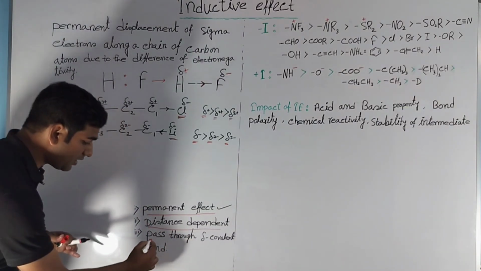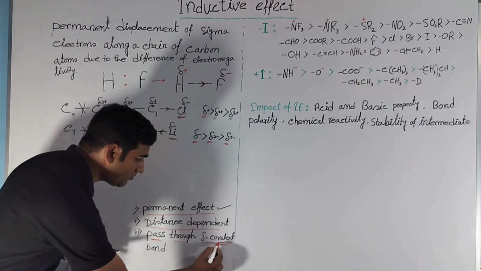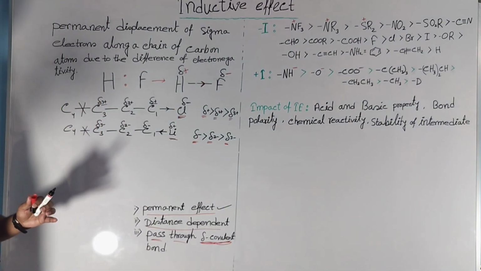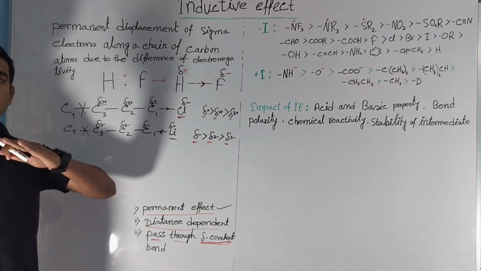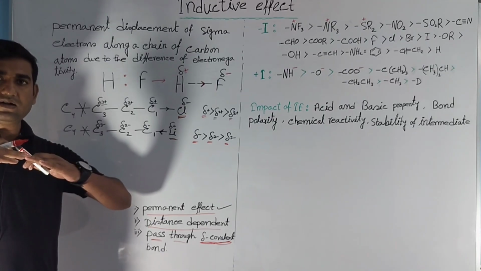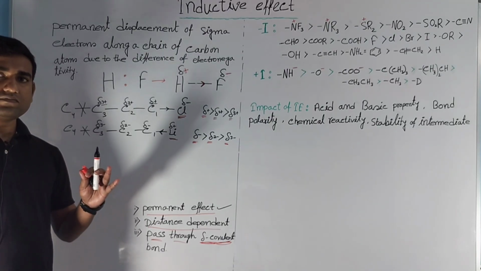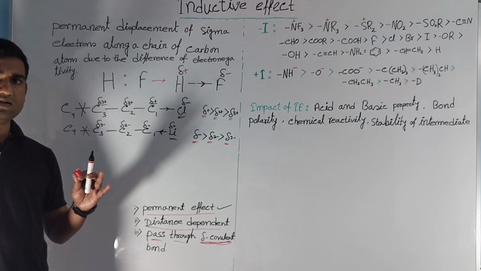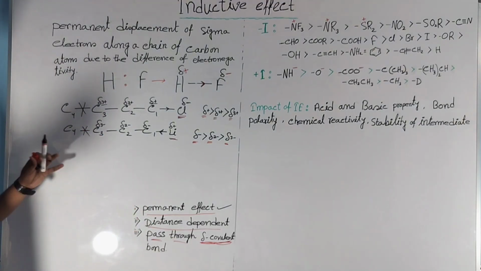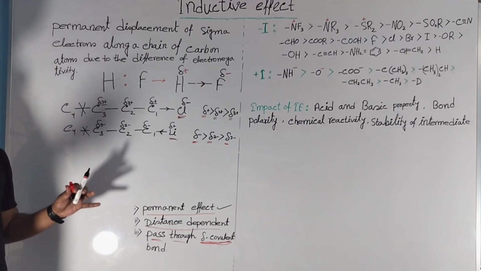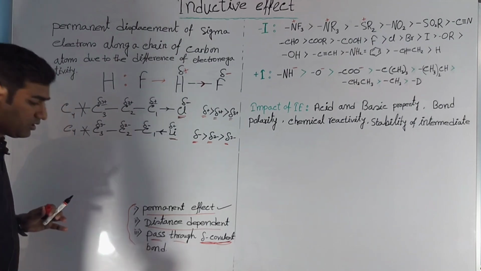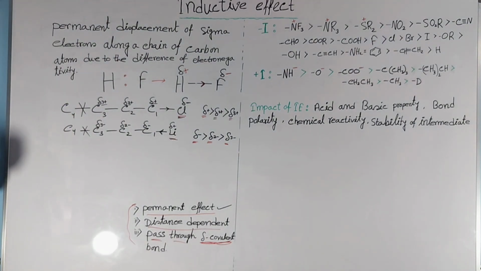And always remember, it passes through only sigma covalent bonds, not sigma-pi bonds. Sigma covalent means head-on overlap happens in the orbitals. Only at that time is a sigma covalent bond formed, not sidewise overlap. So the inductive effect passes only through sigma covalent bonds. So you have to remember three important points.